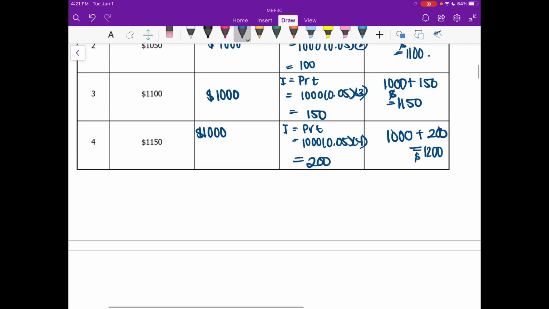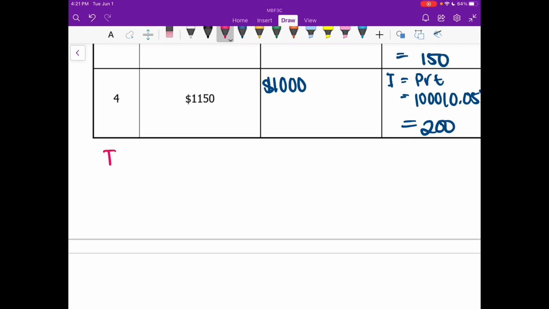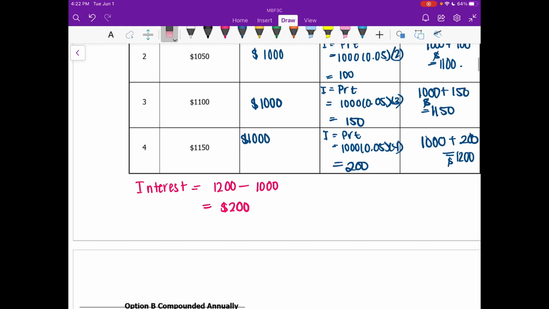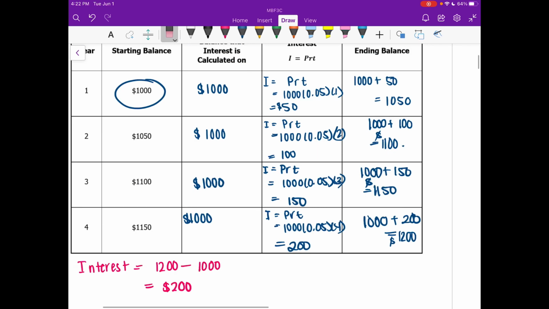So if you want to know how much interest you made, it equals 1,200 minus 1,000 equals $200 total in interest, which you could have just found from here. You're going up by $50 each year. Okay? So that is how you're going to do it with simple interest.